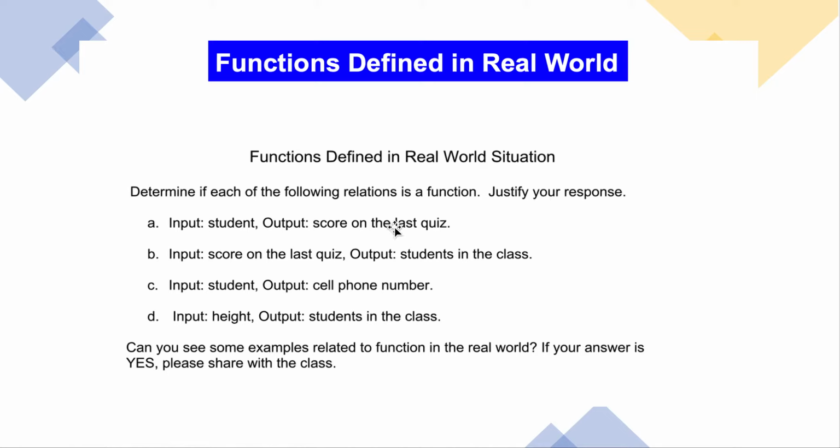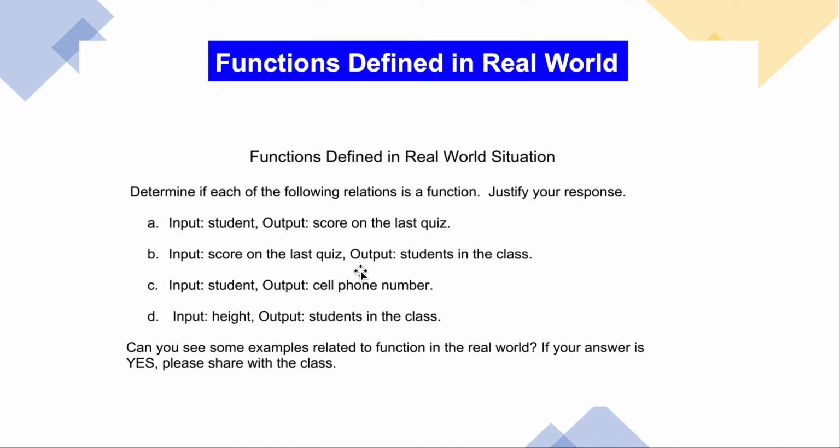Justify your response. The input is a student, so x is a student, the first component, and the second component, y, is the output, the score on the last quiz. Because x is everyone, a different student with a different name, everyone is unique, and in the second, even though a score is repeated, it doesn't matter, but in the first one you should not repeat any element twice. Therefore, every student is unique.